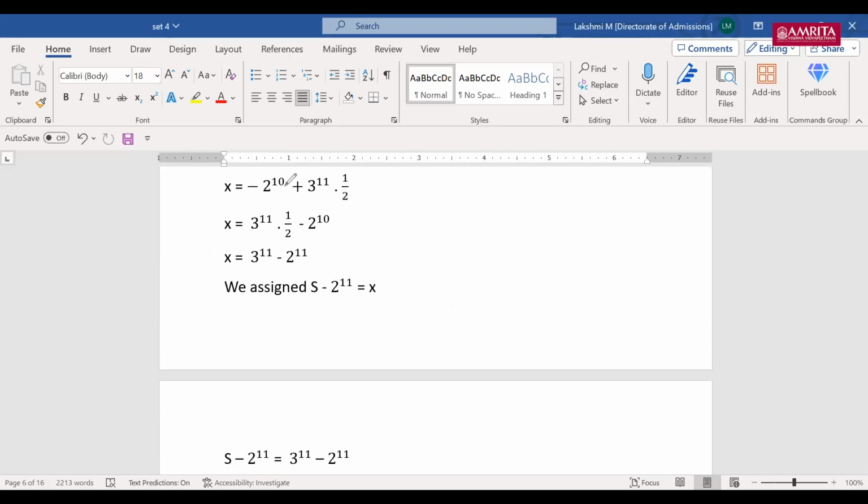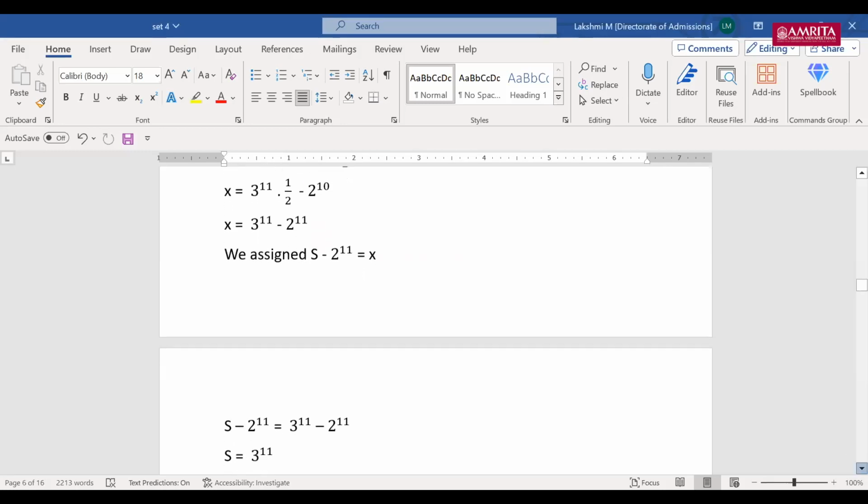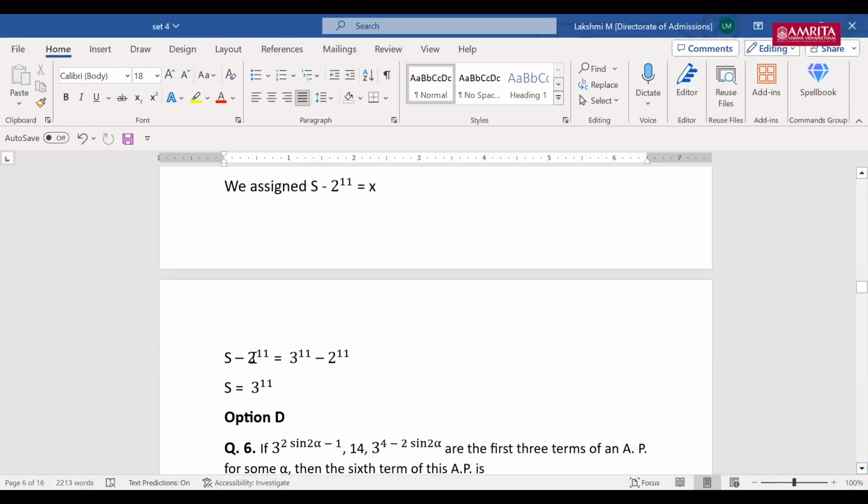So this is the x that I got, right? It's 3 raised to 11 by 2 minus 2 raised to 10. Now I have x as s, and the question asked me to find the value of s. So when you substitute for s, when you reassign the value, both the terms will get cancelled. Which term? The 2 raised to 11 will get cancelled, because this side it's s minus 2 raised to 11, and here also it's minus 2 raised to 11. This will get cancelled and you will get the value of s as 3 raised to 11. I think a lot of kids have already given me the answer.